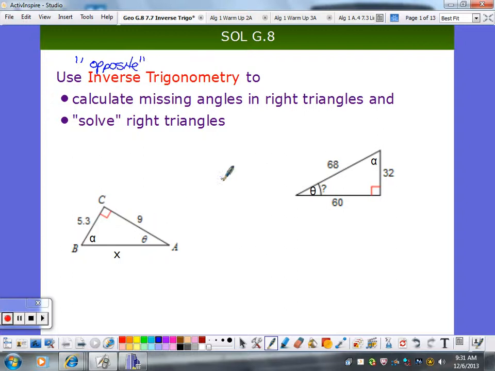So we use it to calculate missing angles in right triangles. We also are going to be solving right triangles, and I'll explain what that means. But like here, I've got some sides. I'm missing one side, but I'm missing some angles as well. I have no angles, but I have sides. I know that the sine of this theta is this over this. Well, so what? How do I figure out what angle has that sine? That's what inverse trigonometry does for us.